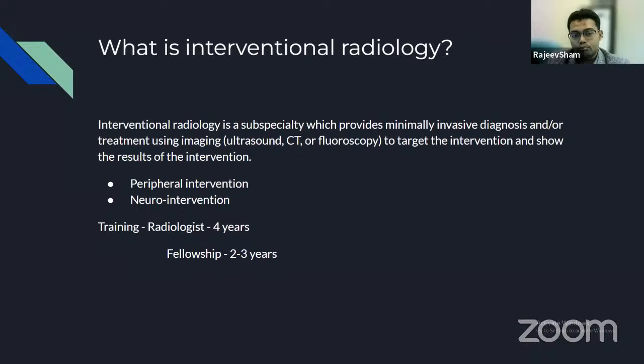So briefly, how to become an interventional radiologist. First of all, of course, after you finish your medical undergraduate degree, you need to do 4 years of training to become a radiologist, and then followed by fellowship for about 2 to 3 years.